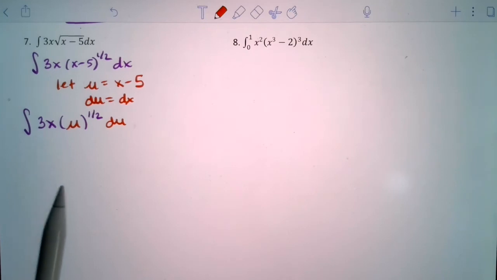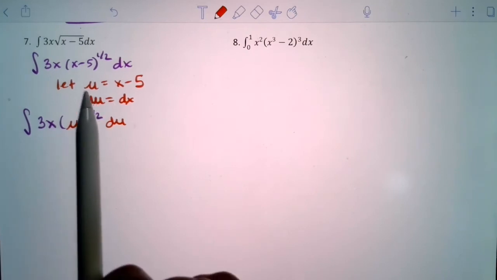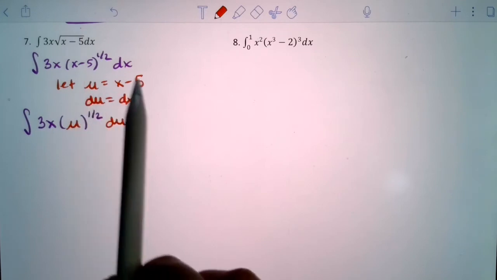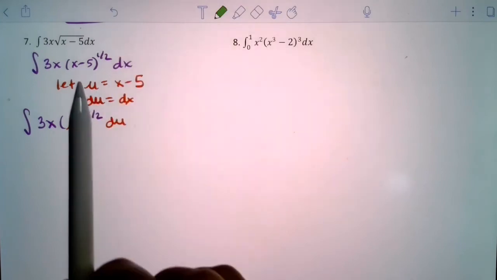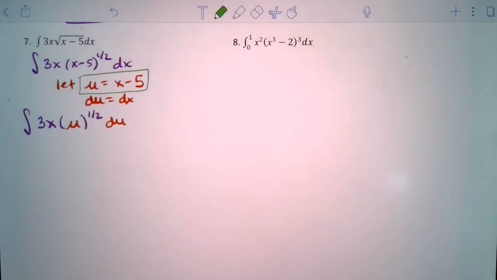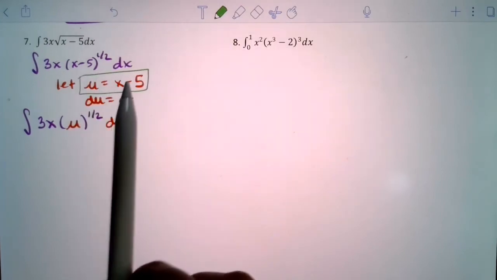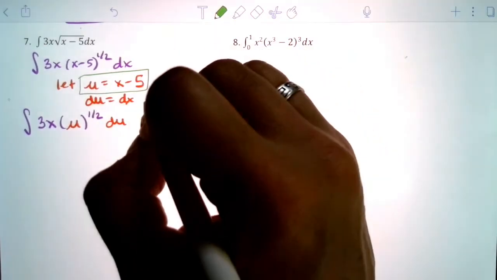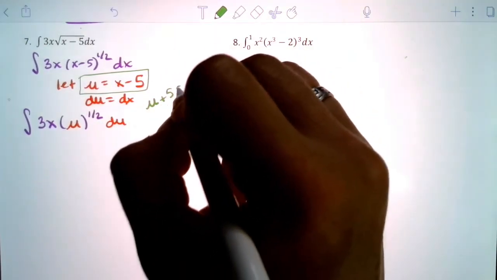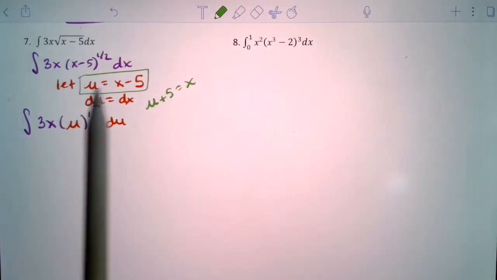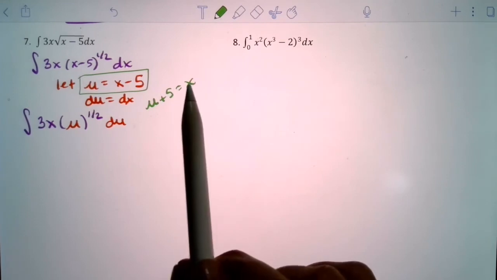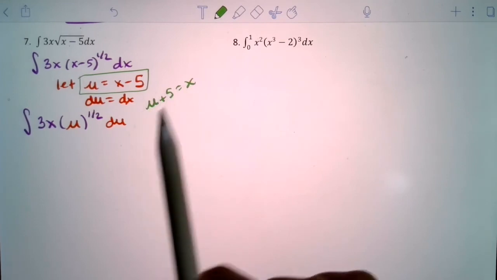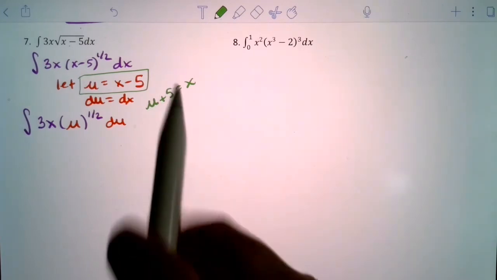So what I can try to do sometimes, because this substitution is pretty friendly, there's not a whole lot going on here, is take that substitution and kind of wiggle it around. Let's solve that for x. Let's just add 5 to the other side. I mean, this is a true statement. If we decided that u was x minus 5, then it would make sense that x would be u plus 5. I can use that to my advantage here. I'm going to make that swap.